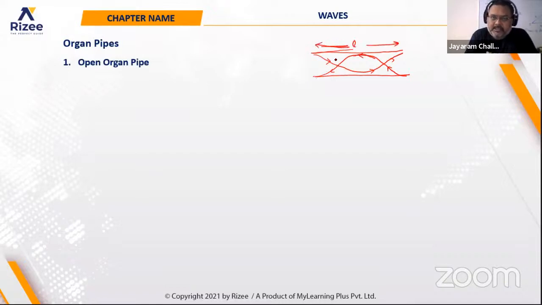Okay, now the points where the amplitude is minimum are called nodes, and where the amplitude is maximum, those locations are called antinodes. So the fundamental frequency in the open pipe condition, that is F, is equal to V by lambda.